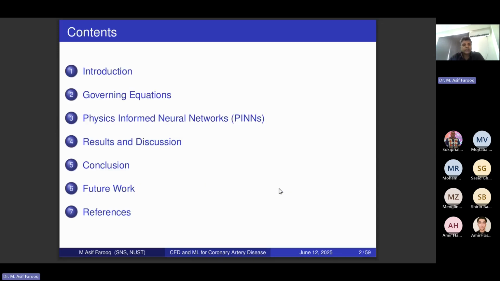These are the contents. First, I will give you the introduction, then the governing equation, since we need to work on the governing equation for the blood flow in the arteries. Then we have the physics-informed neural network, machine learning. Then we will talk about the results and discussion, followed by the conclusion, future work, and the references will be given at the end.